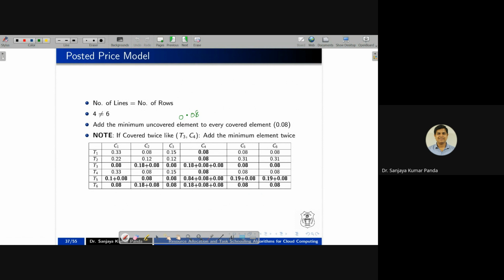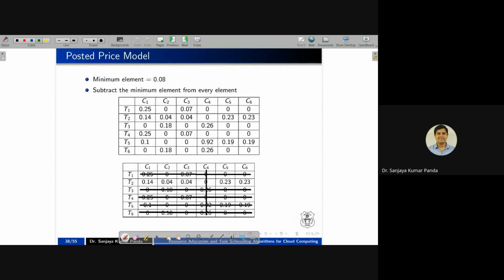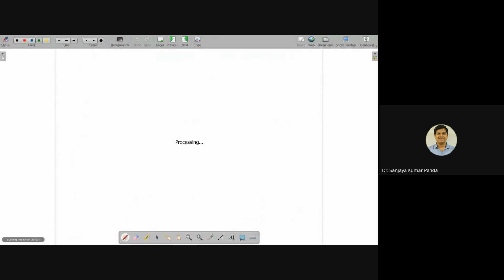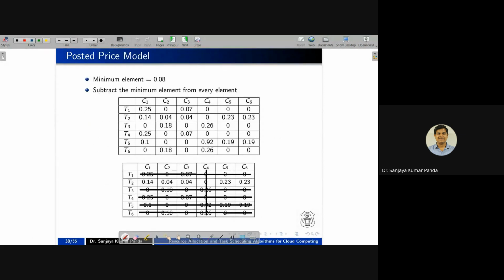Okay. So once you add the minimum uncovered element to every covered element, again you have to find the minimum element in the whole matrix. The minimum element in the whole matrix, you will find 0.08 in multiple locations. So that 0.08 you have to again subtract from all the elements. So if you subtract 0.08 from all the elements, you will get a matrix like this.